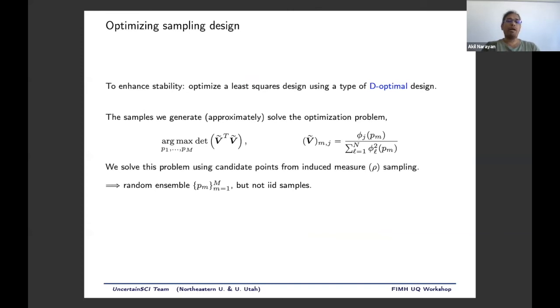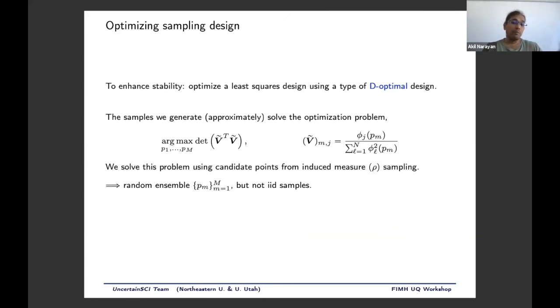We do that by solving a determinant optimization problem, a D-optimal design problem. Unfortunately, there's not enough time today to describe why this particular D-optimal design problem is the right one to do, but I'll ask you to trust me. It has to do with the fact that we're doing induced measure sampling. Maximizing this determinant turns out to promote stability.